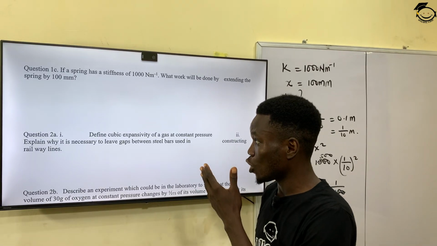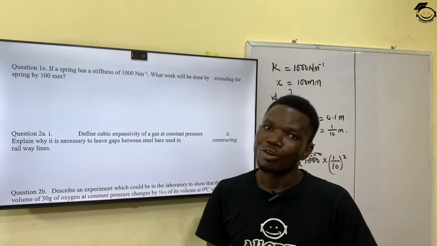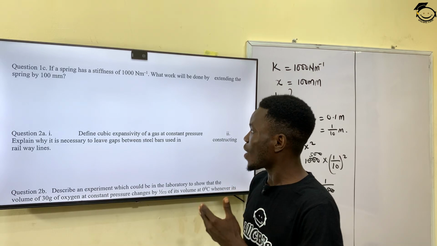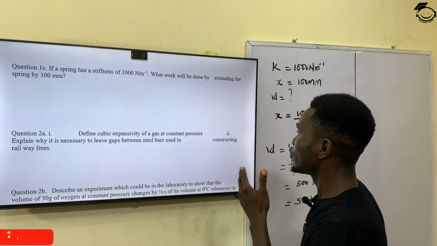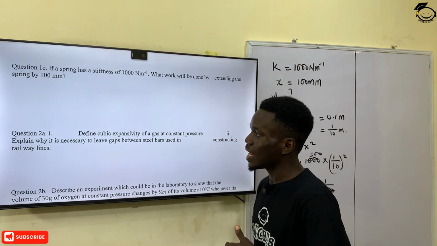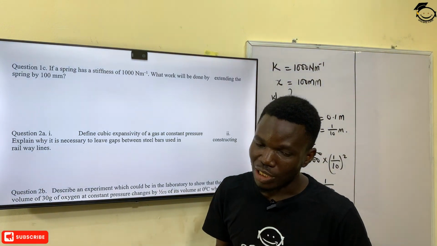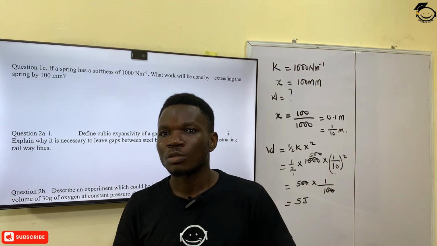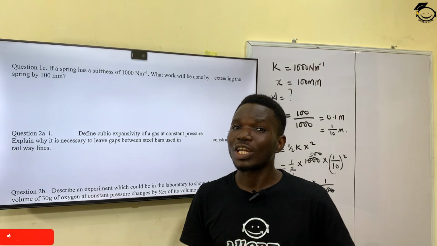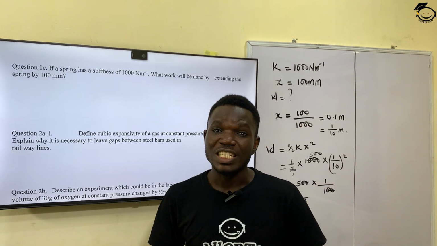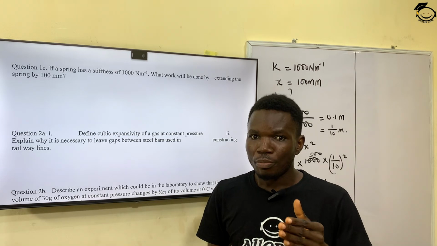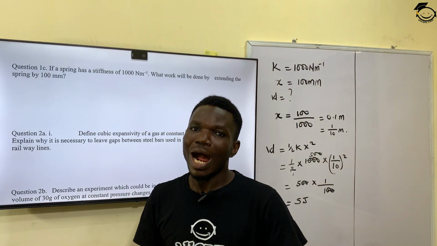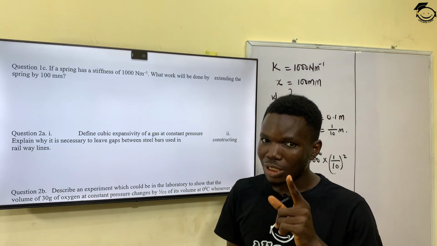So that takes us to question number 2AI. Question number 2AI says define cubic expansivity of a gas at constant pressure. The cubic expansivity of a gas at constant pressure is the increase in volume per unit volume per degree rise in temperature at constant pressure.